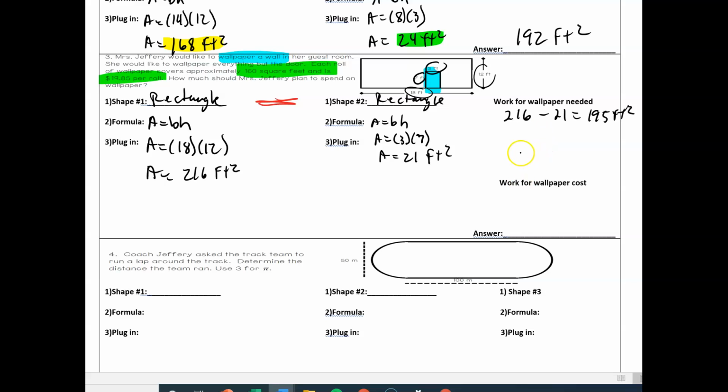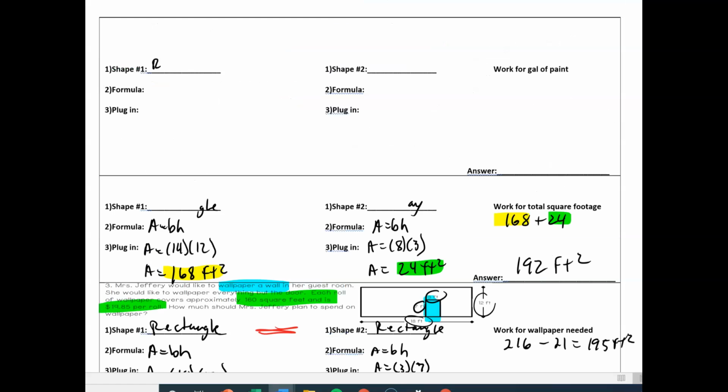So I'm going to need 2 rolls, because I can't just say I want to buy 1 roll and hey, give me 35 extra. That's not how it works. And then if 1 roll costs $19.85, find out how much 2 rolls cost. I want to do $19.85 times 2. So Mrs. Jeffries should expect to spend $39.70 on this wallpaper.